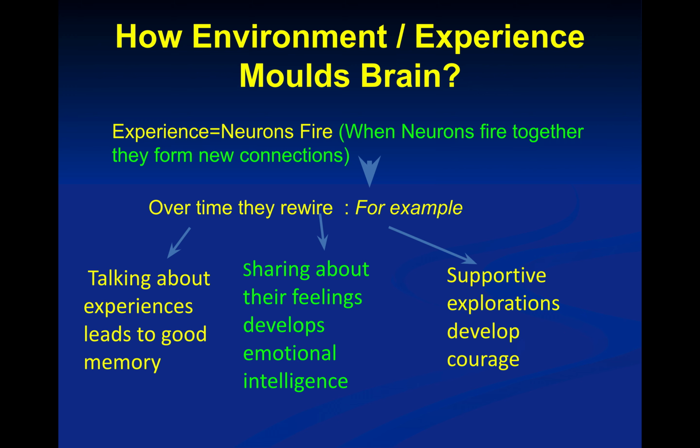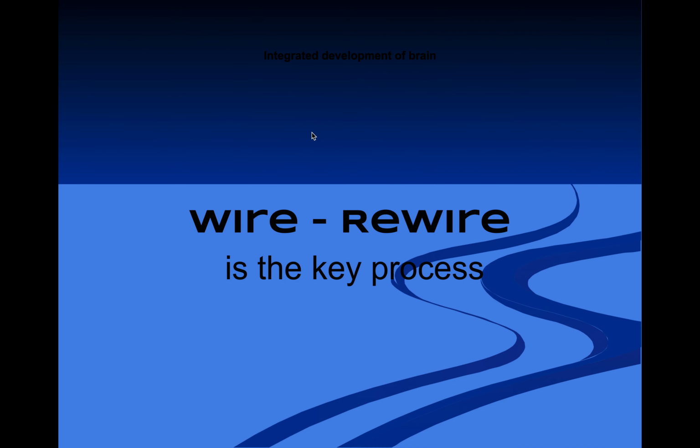Similarly, when you share your feelings and develop your intelligence in emotional aspects, again rewiring is happening. When you unlearn something, an old connection may break. That is also neurogenesis. So a different kind of wiring happens. So all aspects of our experience in one way or other cause neuronal firing and rewiring. So wiring and rewiring, or firing and refiring, is the key process in the changes that happen in the brain.